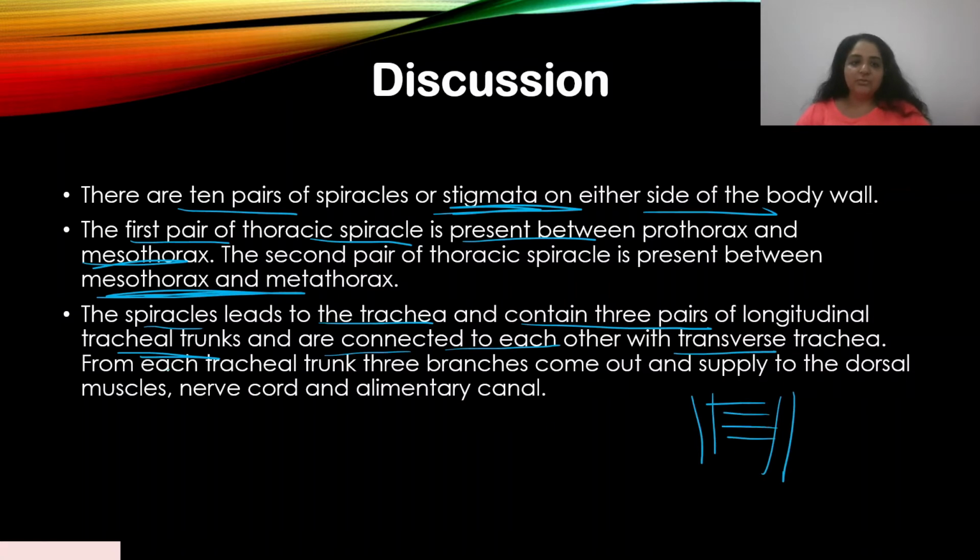Okay. And from each tracheal trunk, 3 branches come out and supply the dorsal muscles, nerve cord, and alimentary canals. The dorsal, lateral, and the ventral side is supplied, okay, by those tracheal trunks.